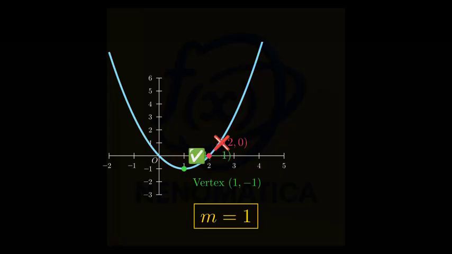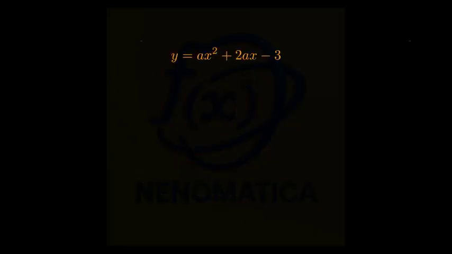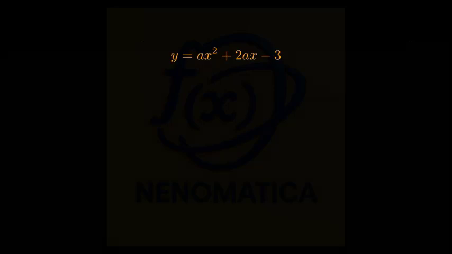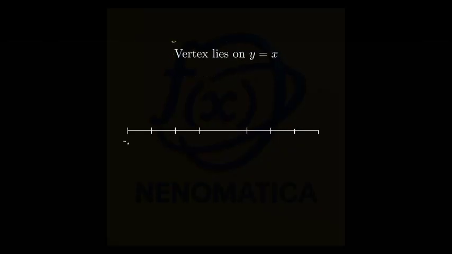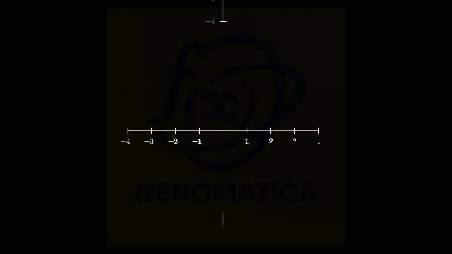In this lesson, we will solve for the parameter a in the quadratic function y equals ax squared plus 2ax minus 3, given that its vertex lies on the line y equals x. Here is our problem statement. We have y equals ax squared plus 2ax minus 3. The vertex lies on the line y equals x, the bisector of the first and third quadrants. Let's draw a coordinate plane and the line y equals x so we can visualize the condition. We'll set up axes and sketch the line y equals x.